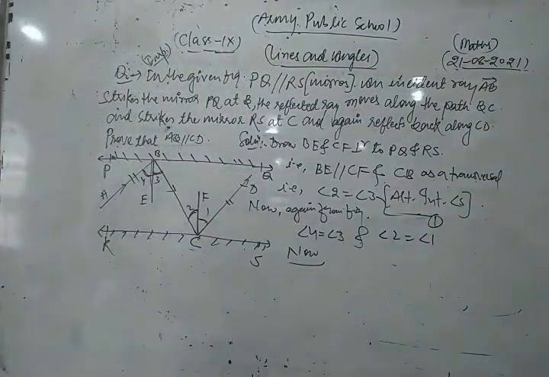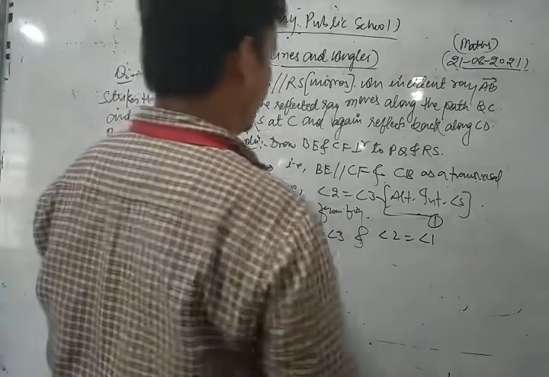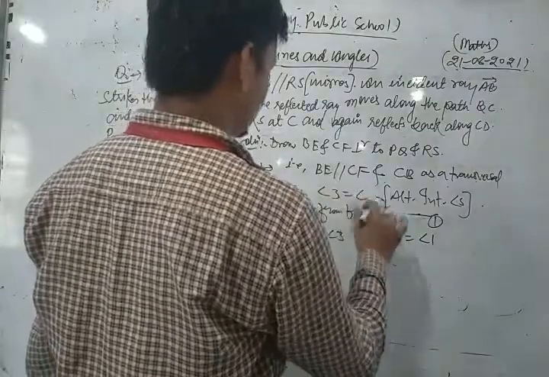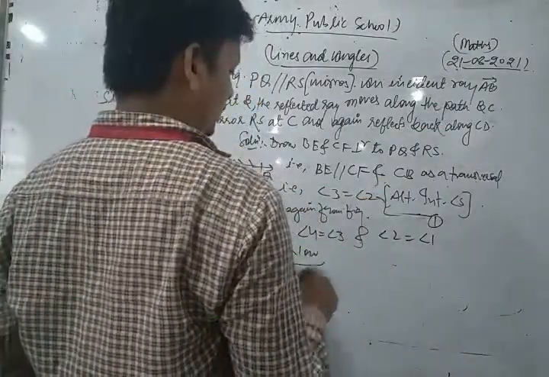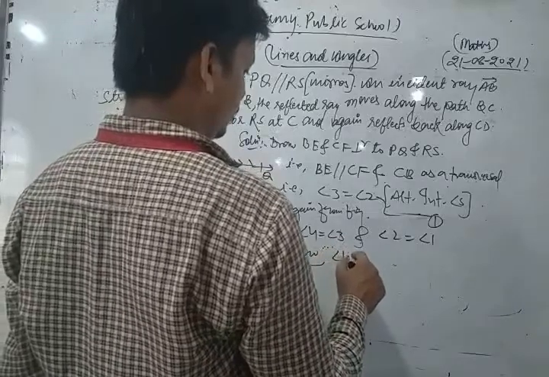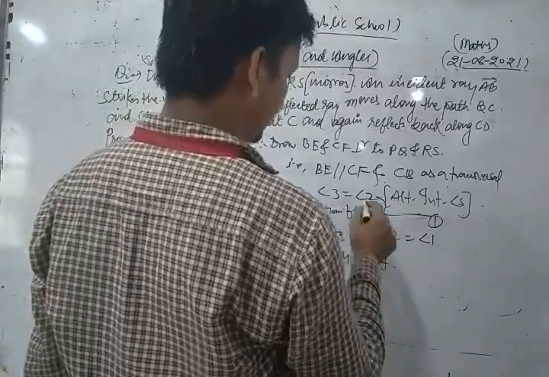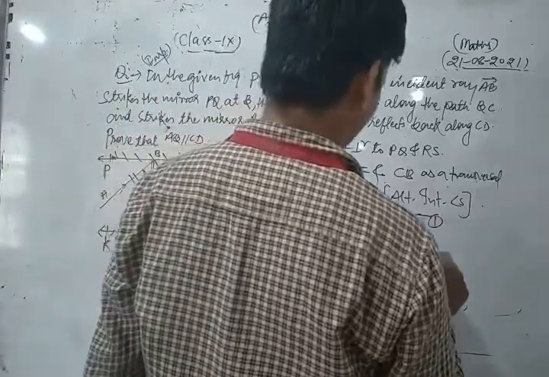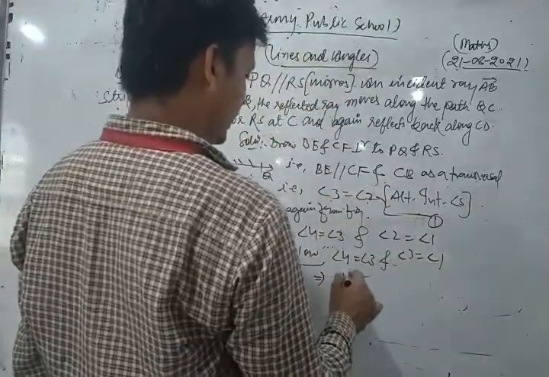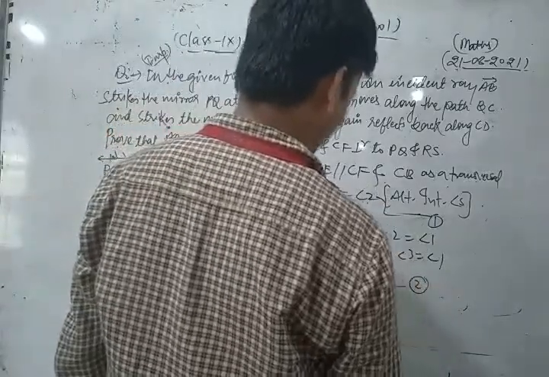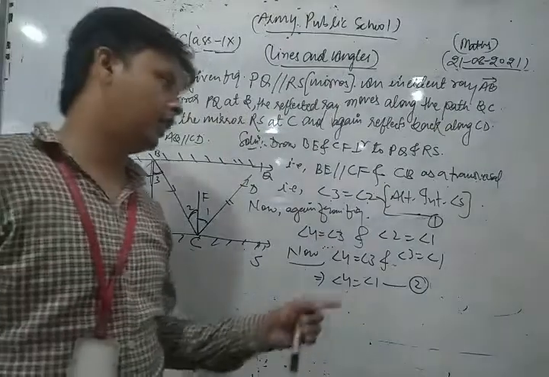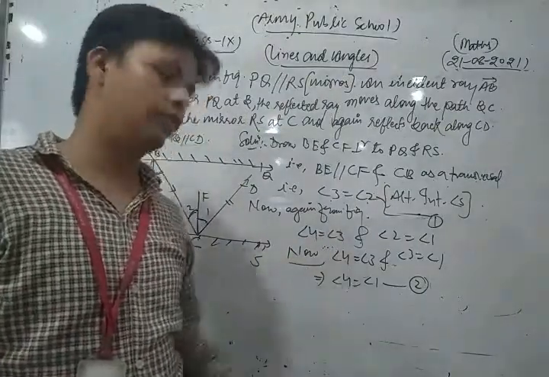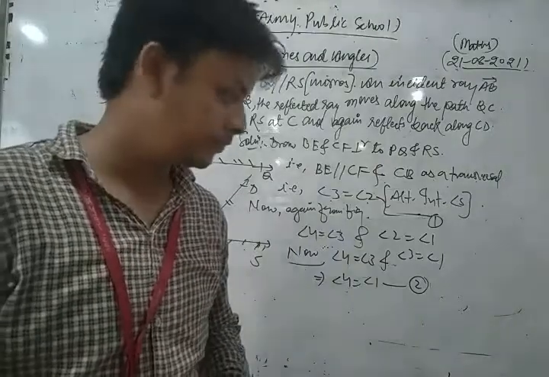Now, dear students, look. Here we also write angle 3 is equal to angle 2. Both are the same. Now, angle 4 is equal to angle 3, and here we put angle 2 as angle 3. Angle 3 is equal to angle 1. From these two relations we have angle 4 is equal to angle 1. We take this as equation number 2.